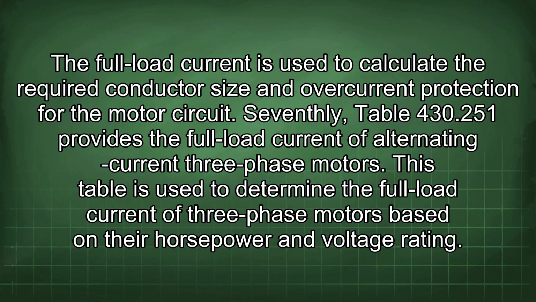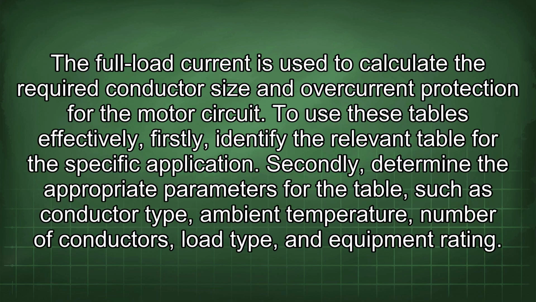Seventhly, Table 430.251 provides the full load current of alternating current three-phase motors. This table is used to determine the full load current of three-phase motors based on their horsepower and voltage rating. The full load current is used to calculate the required conductor size and overcurrent protection for the motor circuit.